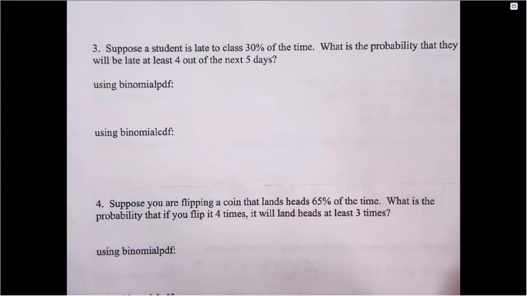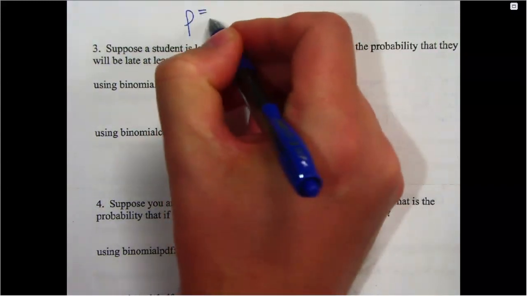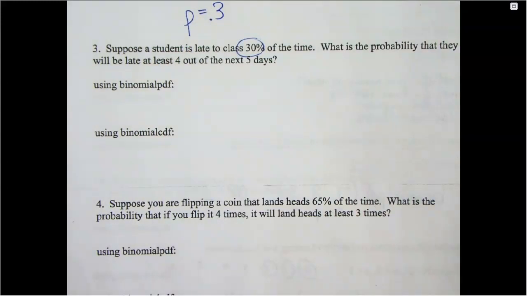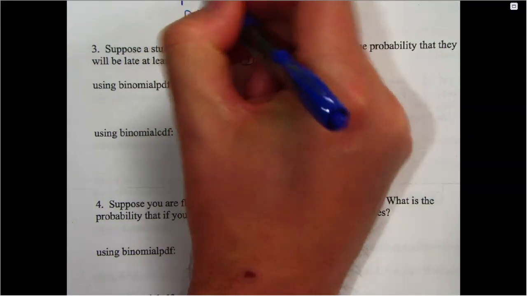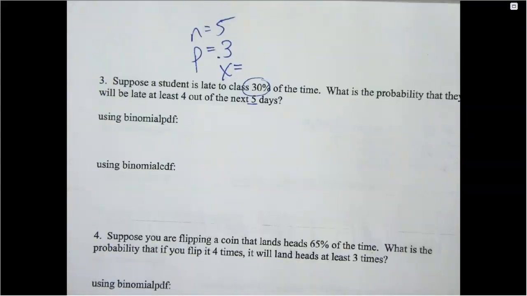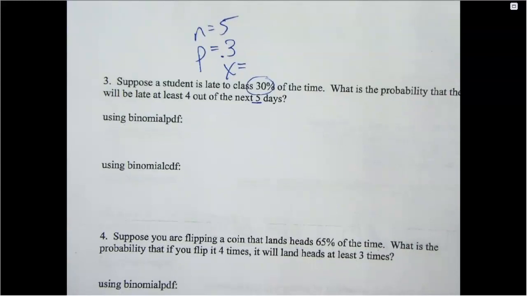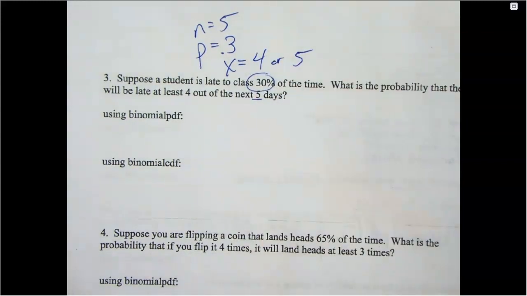So if I look at number 3 here, student is late to class 30% of the time. So we got P equals 0.3. At least 4 of the next 5 days, so N equals 5. And what is X in this case? It's at least 4 of the next 5. X could be 4 or 5, right? At least 4 would be like 4 or more. So X is 4 or 5.